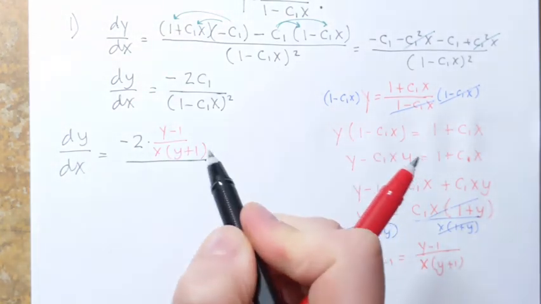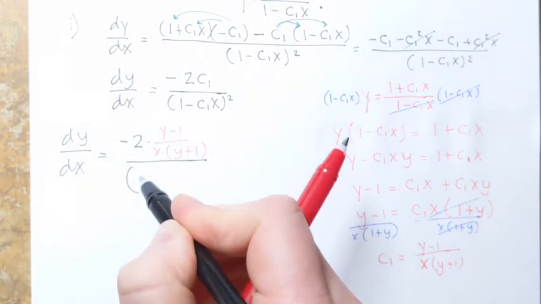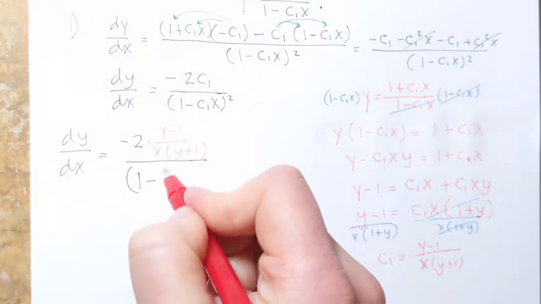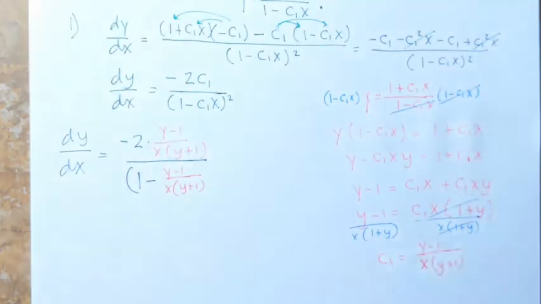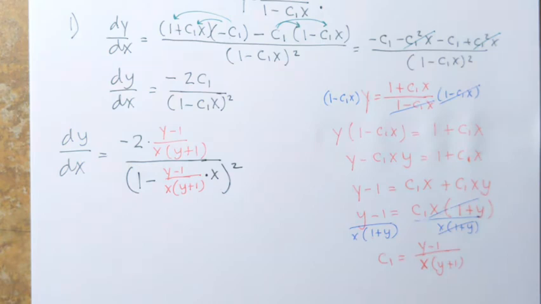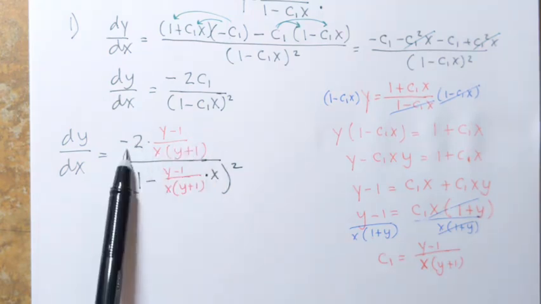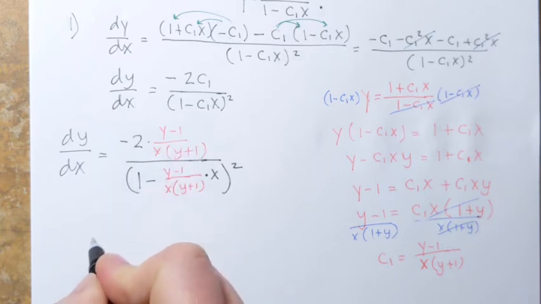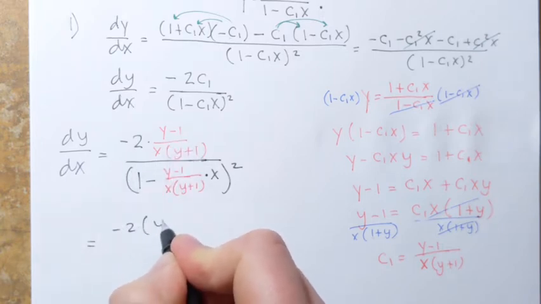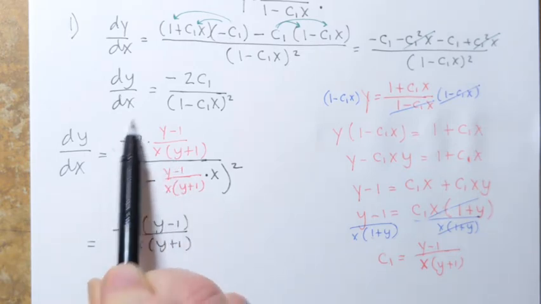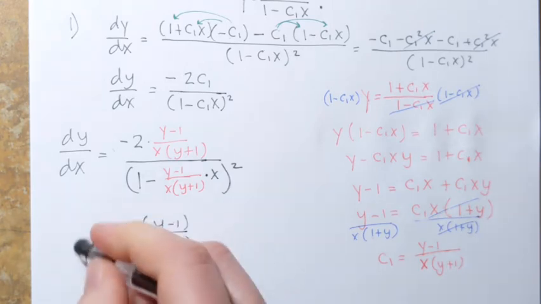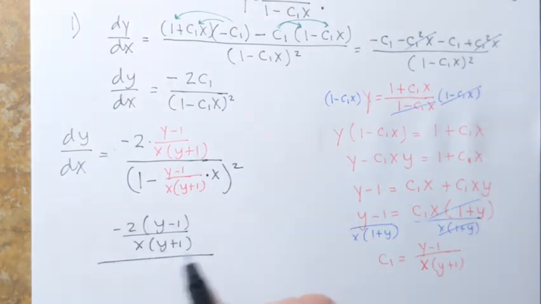Next, that's all over, and what's going on here inside the parentheses? It's going to be 1 minus c1. c1 is (y minus 1) over (x times (y plus 1)). That's c1, but that has to be multiplied by x times x to the second power. Now the numerator: I'll multiply -2 by this fraction, so the numerator is -2 times (y minus 1) over (x times (y plus 1)), right? That's the numerator.